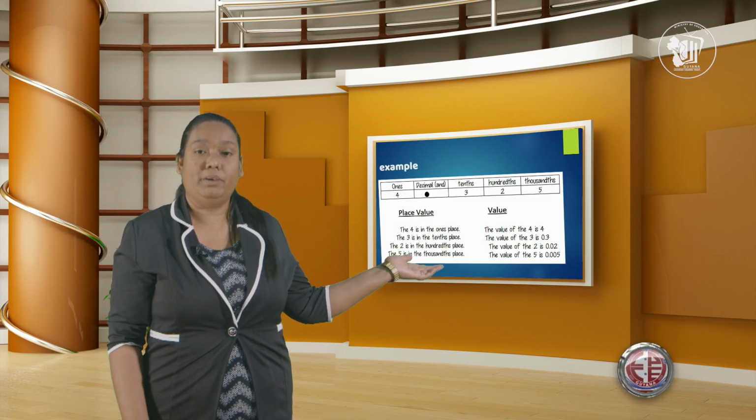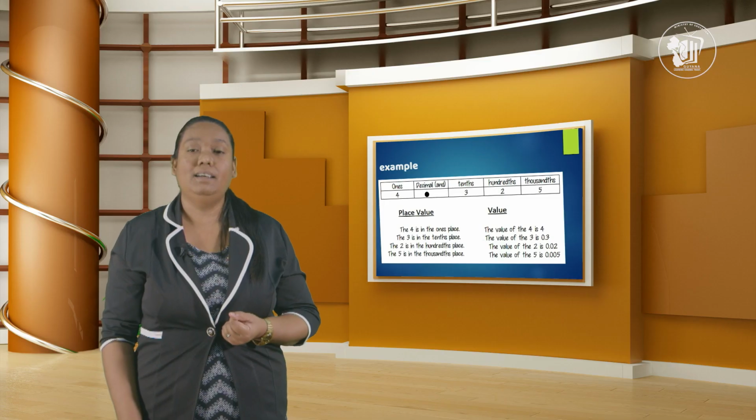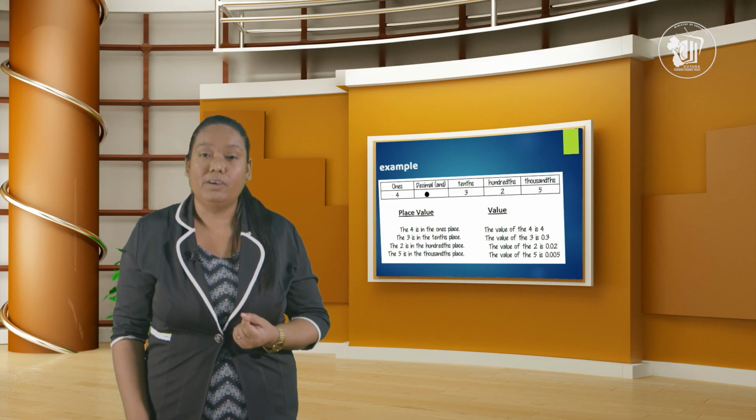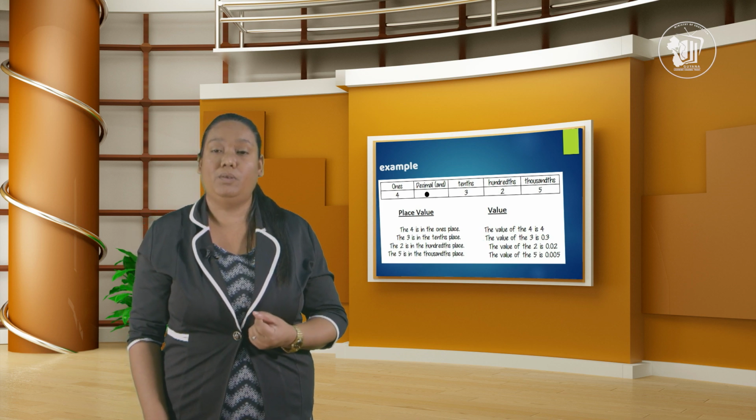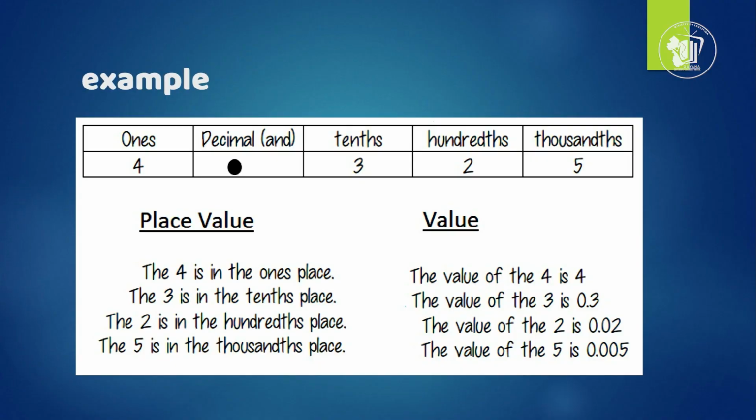In the decimal number 4 and 325 thousandths, the 4 is in the ones place. So we will say 4 ones. Notice that a word is the answer. On the other hand, the value of the 4 in the number 4 and 325 thousandths is 4. Notice here that a number is the answer.